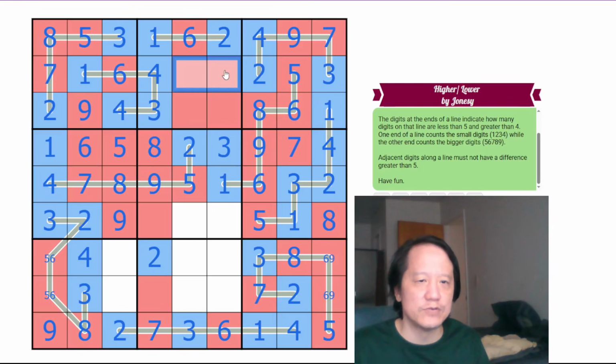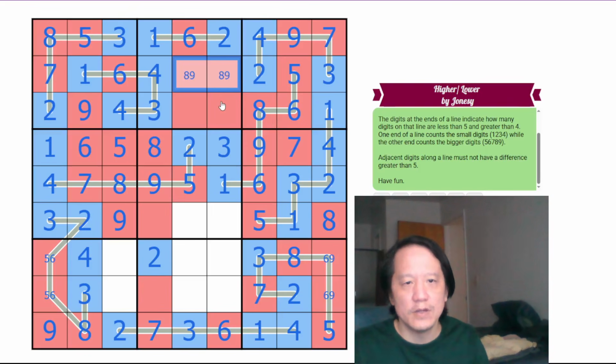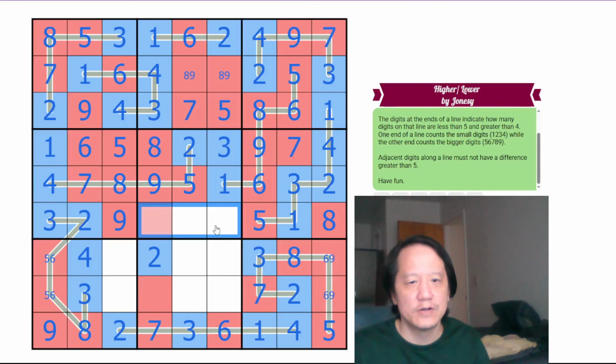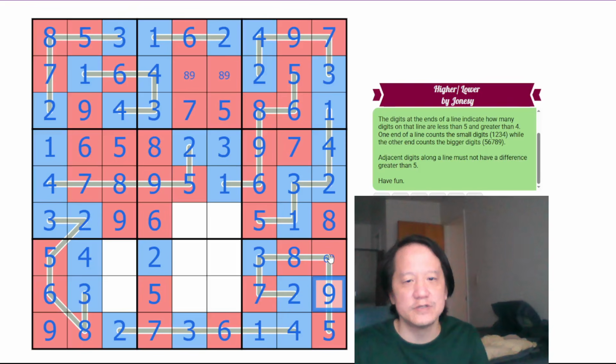Remaining digits in row 2 are 8 and 9. In row 3, we have 5 and 7. This can't be 5 because of 5 in the column, so we have 7 there, 5 there. Remaining digits in column 4 are 5 and 6. This can't be 5 because of 5 in the row, so that's 6, which makes that 5. 5 eliminates 5 there, so it's 6 and 5 there. 6 eliminates 6 here, so it's 9 and 6 there.